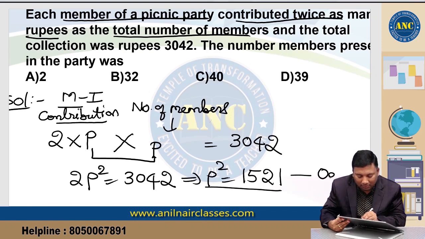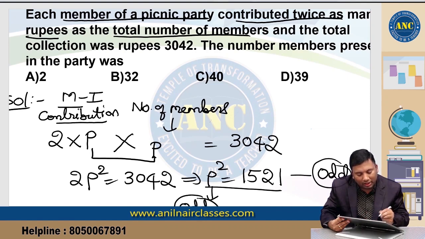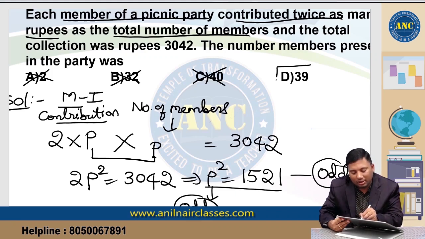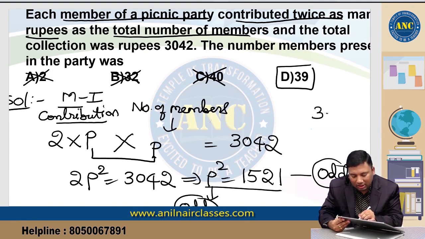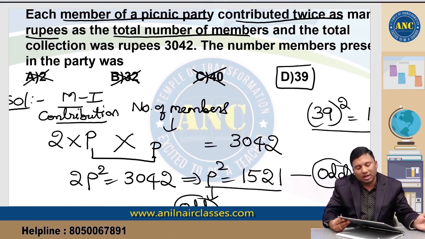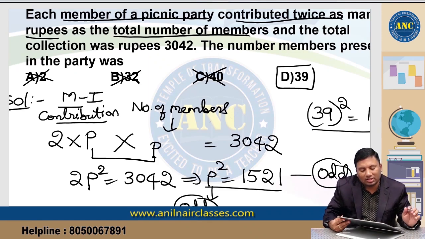1521 is an odd number. An odd number's square should be an odd number, so P should be an odd number. Here the other options are even numbers. So the answer for this question is 39. 39 whole square is nothing but 1521. Eliminating the first three options, I got this answer. This is a traditional method.